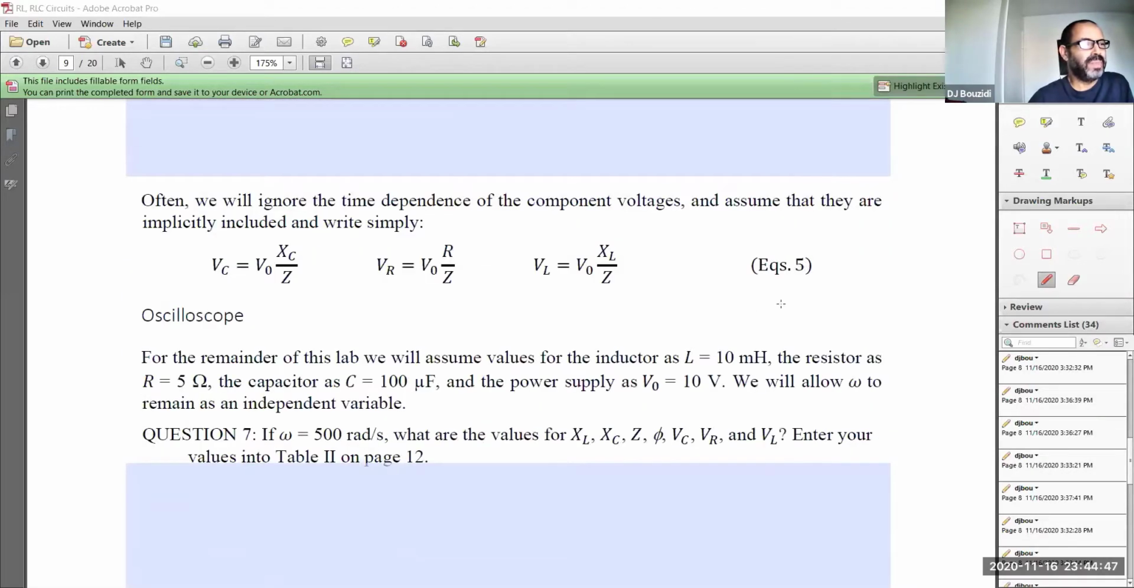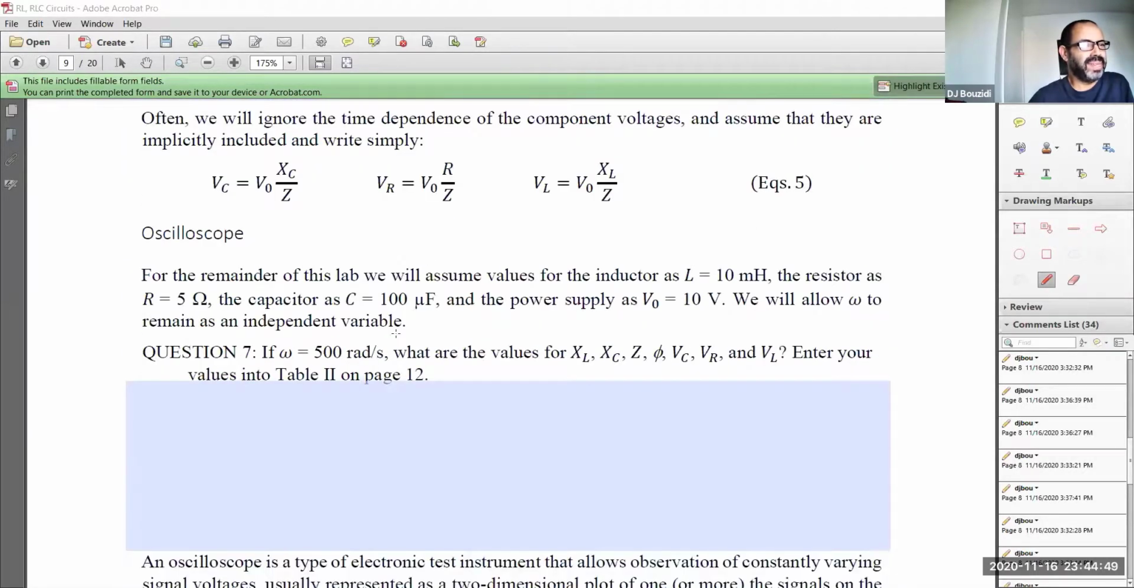Okay, so the oscilloscope data. You're given values for omega, and you have values for R. This is not the same data, by the way, as before. Okay, this is different stuff. So you're given L of 10 millihenry, which is more practical actually for what you do in the actual lab. The first simulations are just simulations. R of 5 ohm, capacitor of 100 microfarads. Now we're dealing with real numbers, microfarads and things like that. And the voltage is 10 volt. We will allow omega to remain as an independent variable.